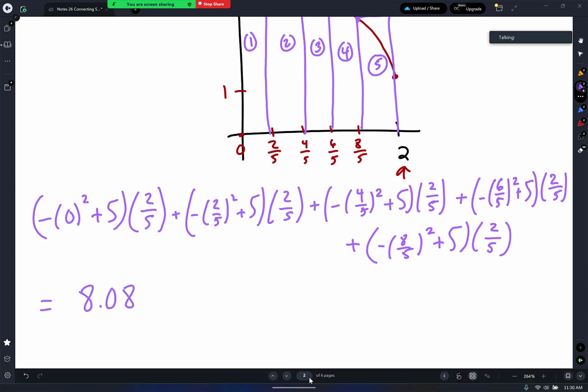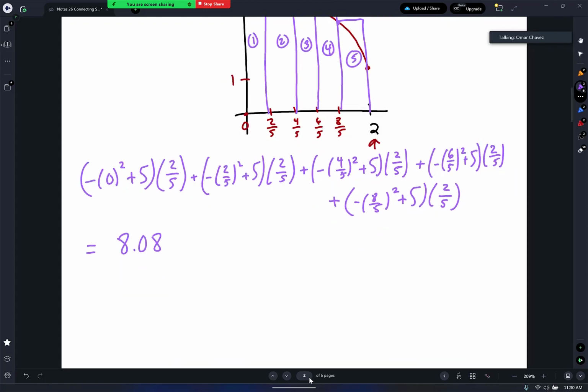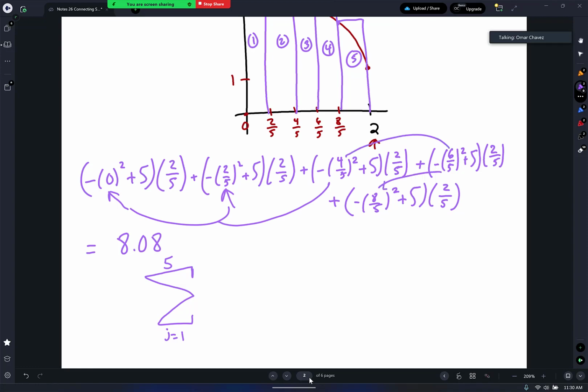Okay. Let's see if we can come up with a sigma notation for this. How many rectangles do I have? 5. So let's use, what letter have we not used? J. Start at 1 and we end at 5. And I want to get a 0, and all the x values differ by 2/5. So how do I get it to always be by 2/5?